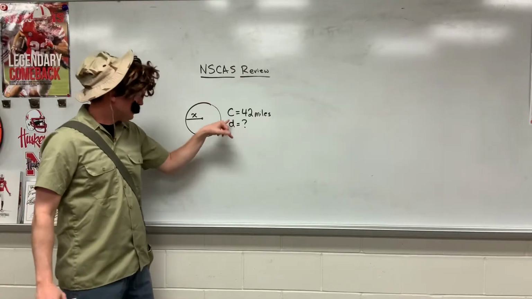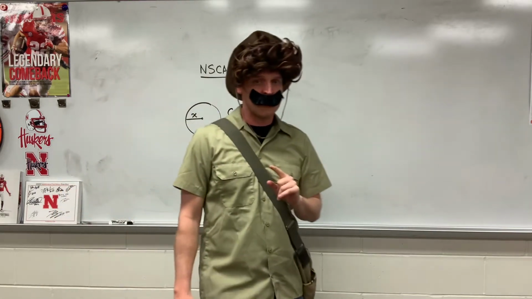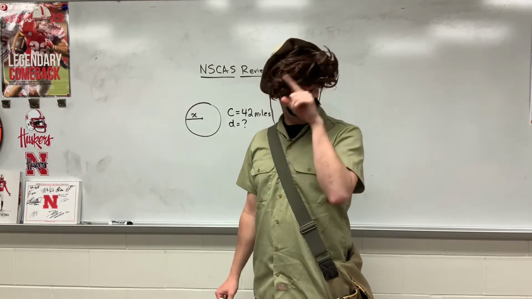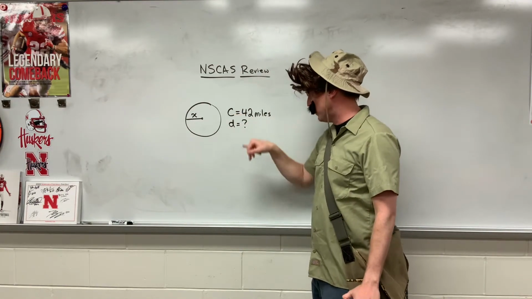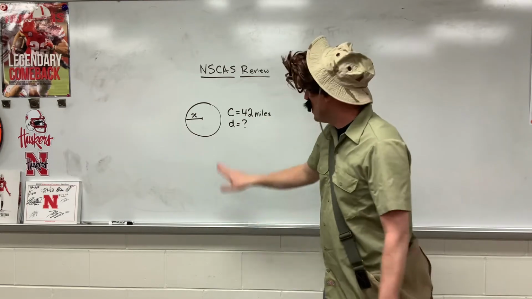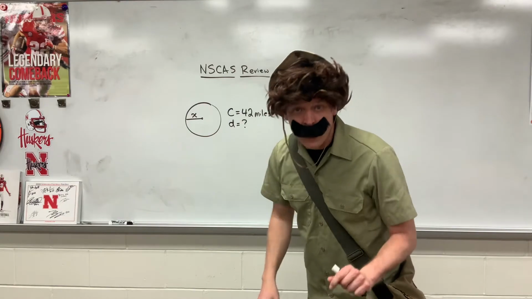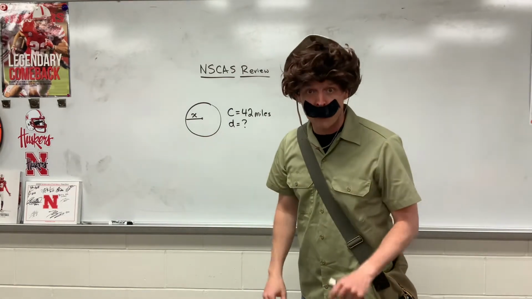First and foremost, we're going to start with a circle, one of my favorite shapes. Alright, so, if we're given the circumference as 42 miles, what is the diameter? So what I want you to do in the review is once again pause the video, try to work it out, and I'll go through it with you. Here we go.